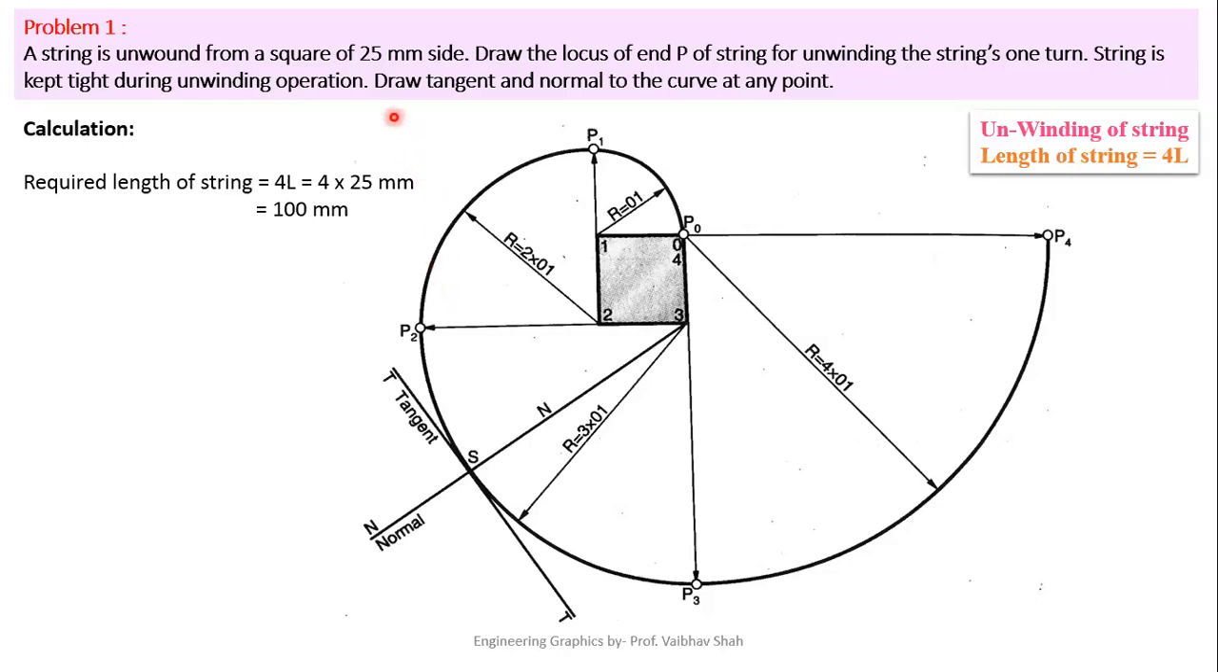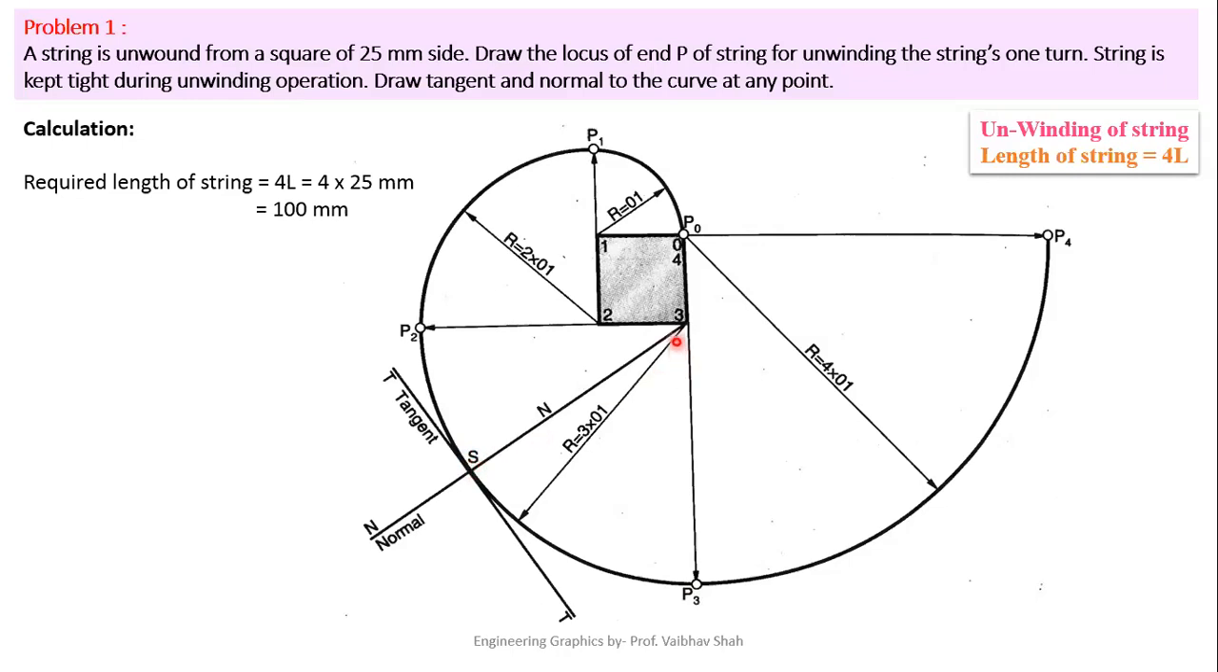Now let us come to the last point. Draw the tangent and normal to the curve at any point. So let us select any point. I have selected a point S on this curve. So this is my point S. Now simply you have to connect this point S with the center 3. Now you will ask, why sir, have I connected this point to center 3? So always remember, you have to find out the center of this radius, because you are currently placing your point between your points P2 and P3. So you are on the curve P2, P3. So you have to find out the center of this curve.